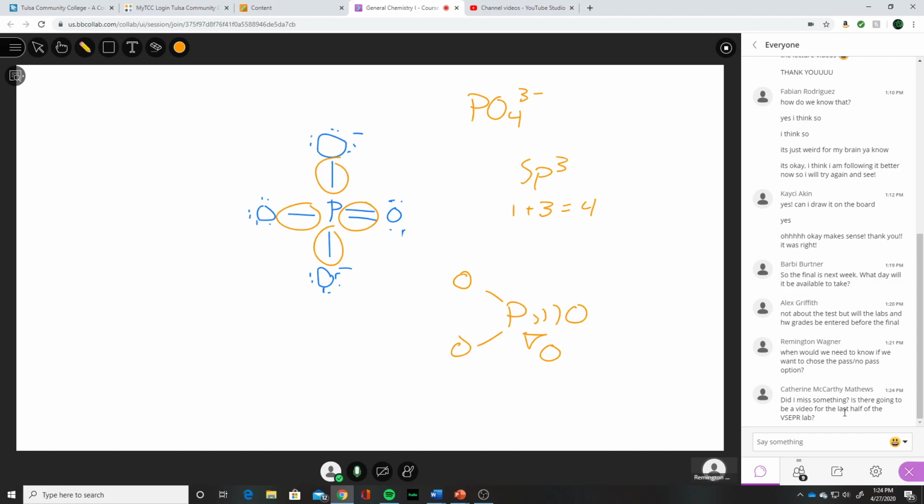No, Catherine, you did not miss something. So that last bit about the models, we're just going to have to skip that. In that VSEPR lab, the first 2/3 or so of the lab, you don't need any models or anything like that. It's just figuring out the shapes. You can do that on your own. If we had been in class, I would have had models for you to look at, but obviously we are not. And at this point, I just want you to get it done. So you will just skip that part of the lab where it talks about looking at models.